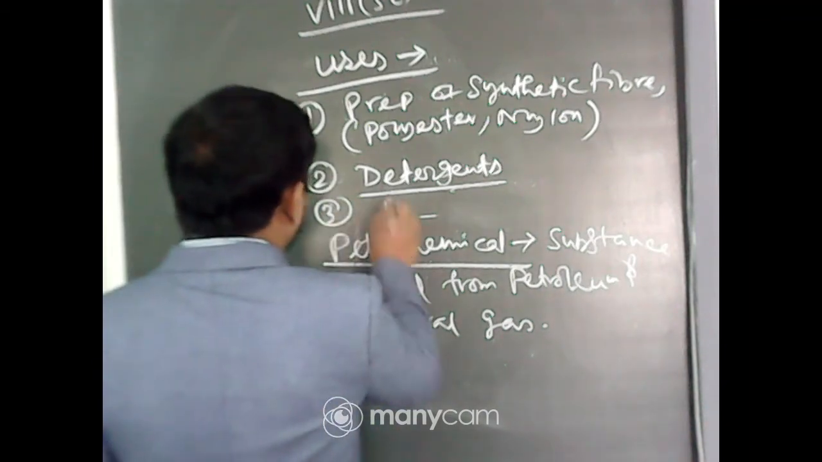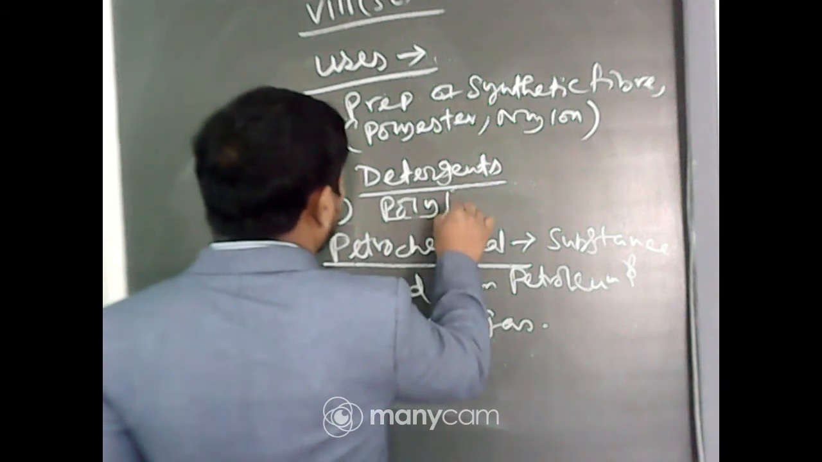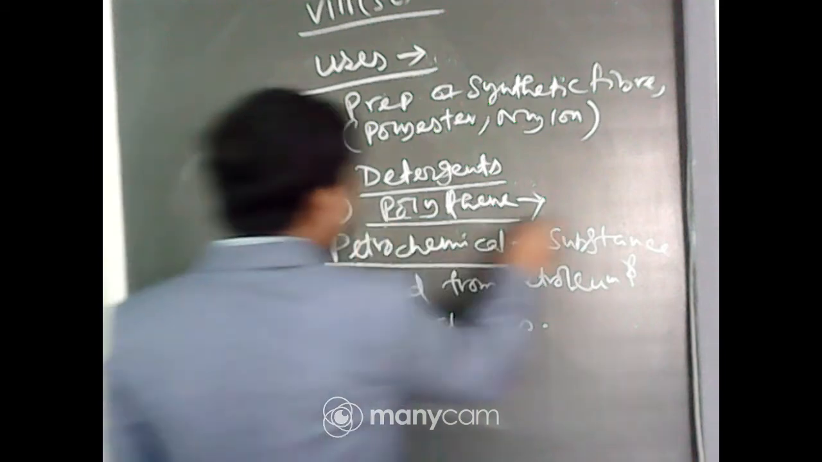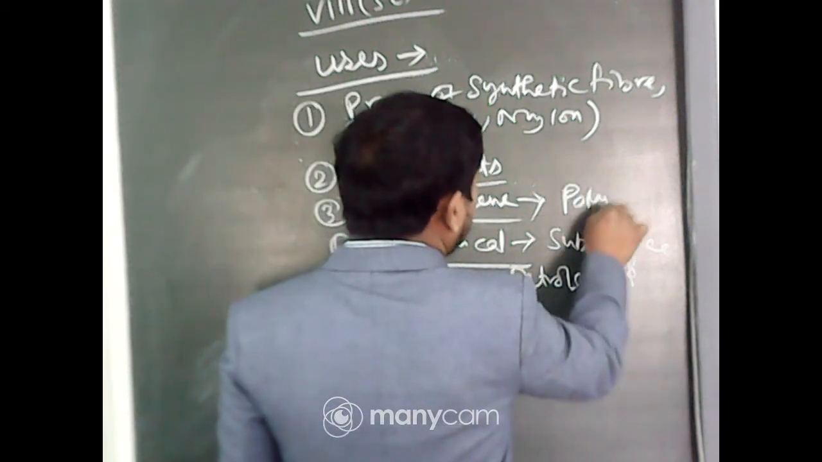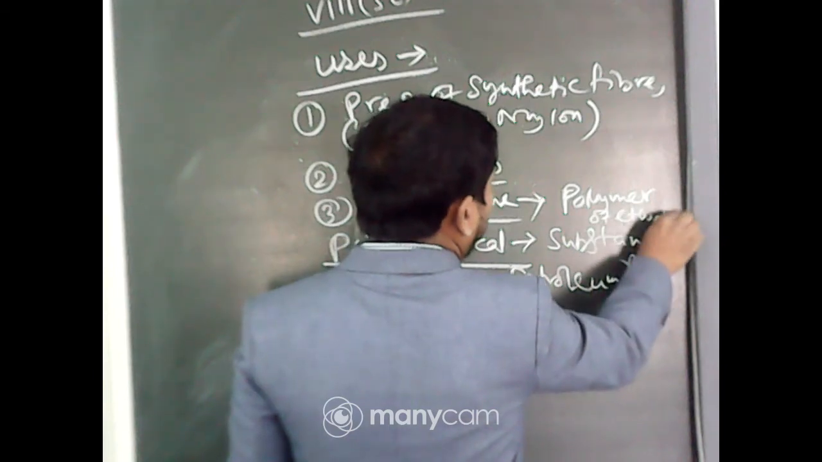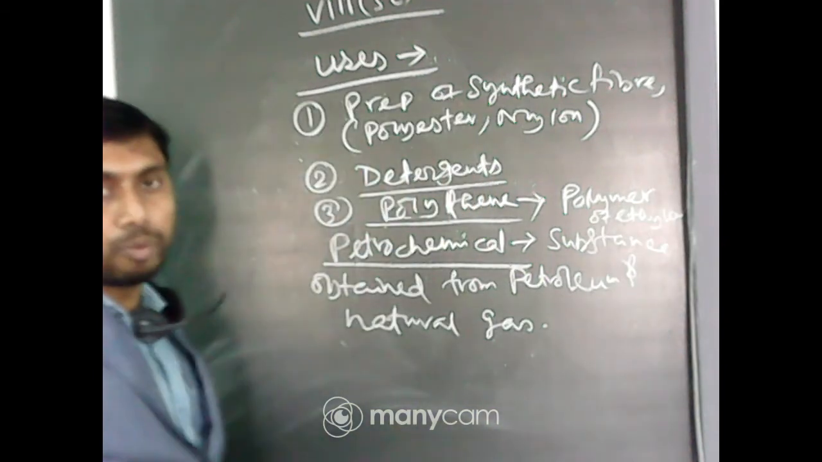Next one, number 3, polythene. Polythene is a polymer of ethylene. What is a polymer? Can anyone tell me what is the formula for ethylene?